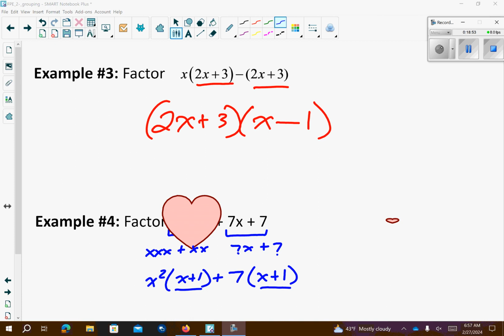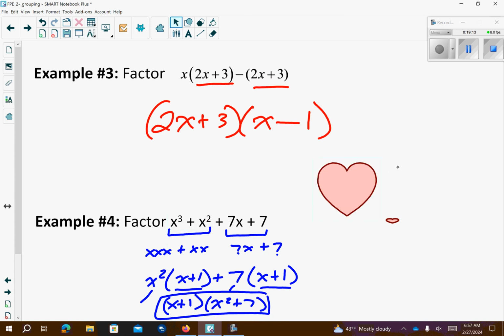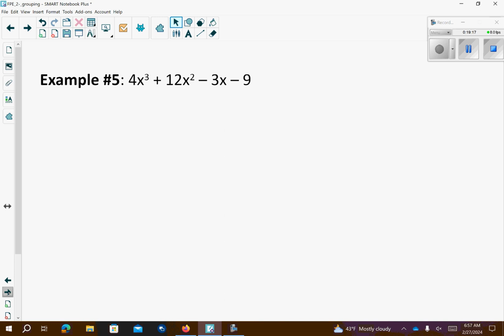So remember, the x plus 1s are the same, so I'm going to bring x plus 1 out front because those are the same. What do I have left? I have x squared plus 7. Just put that in the other set of parentheses. The problem's done. And this is actually a skill that we are going to use a lot more when we are working with factoring, is we build something they have to see, okay? And then let's get rid of the heart because we don't need that there. Let's look at the last example. See, it has 4 terms.